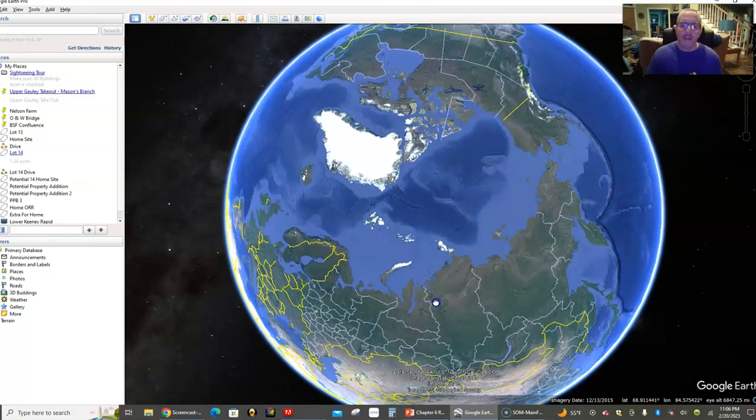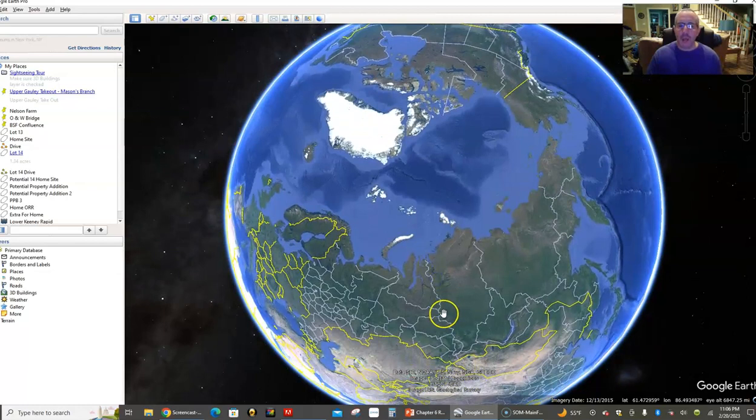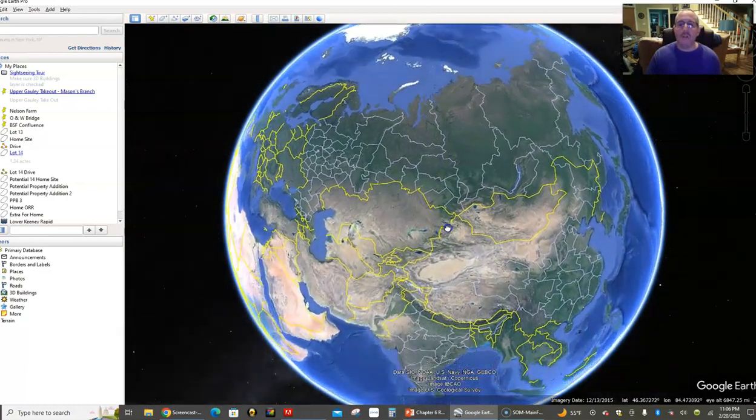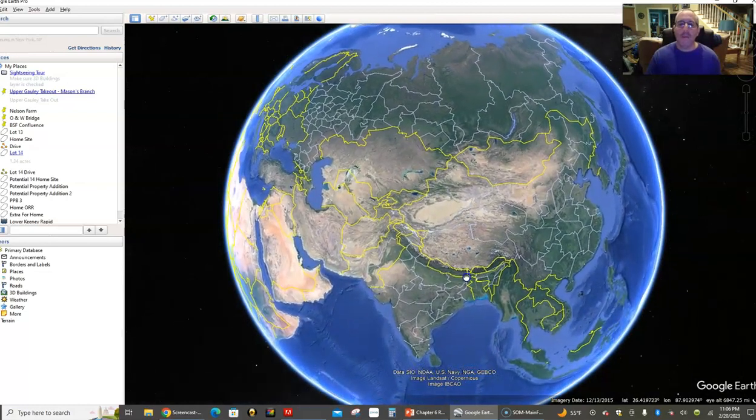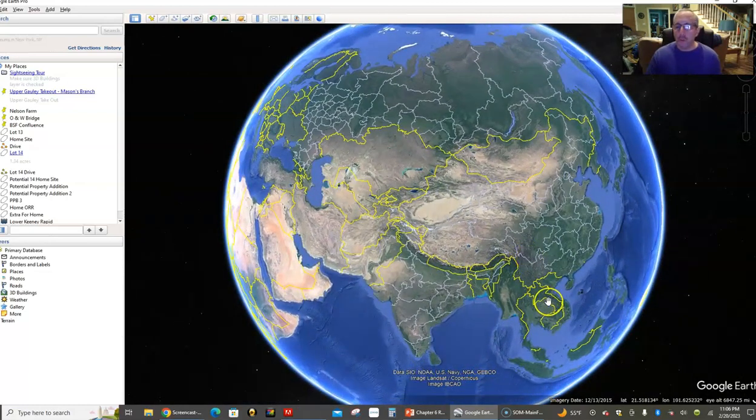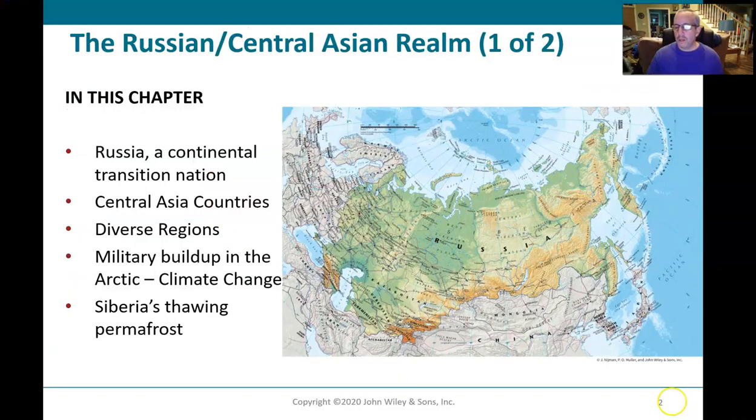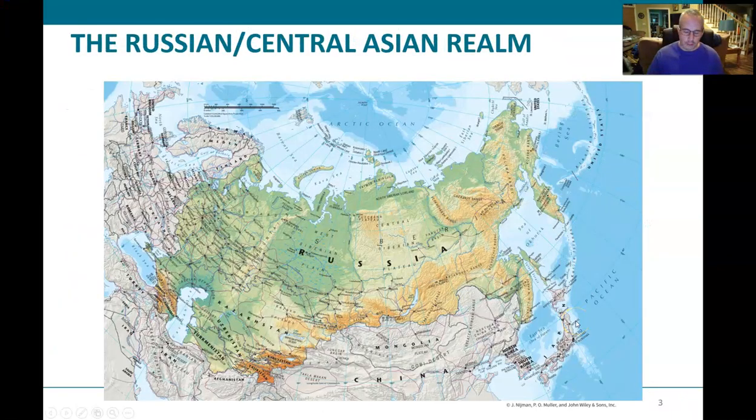So this is something that we will talk about in this chapter, and it will be on your assignments about climate change and what Russia is hoping for and what they think they might gain out of it. So just want to jump over to Google Earth really quickly to show you that. And now we're going to get into the slideshow here.